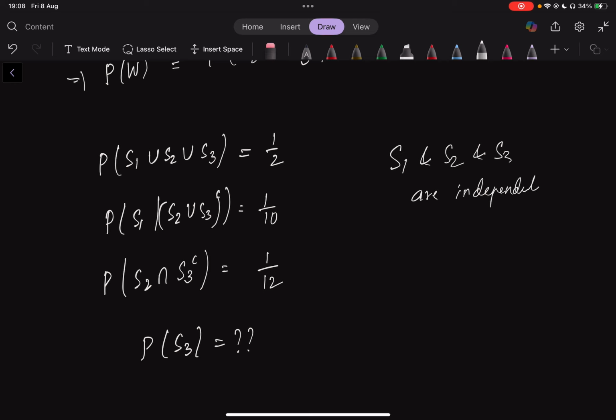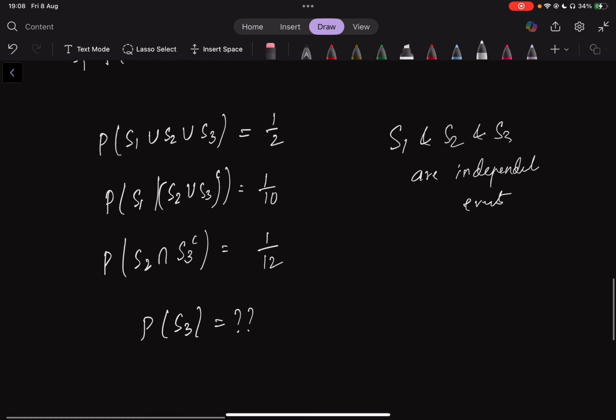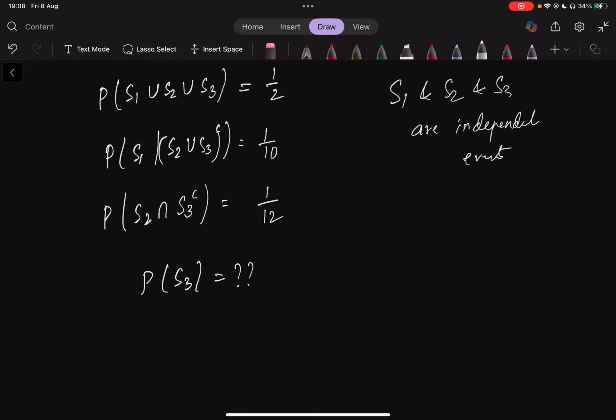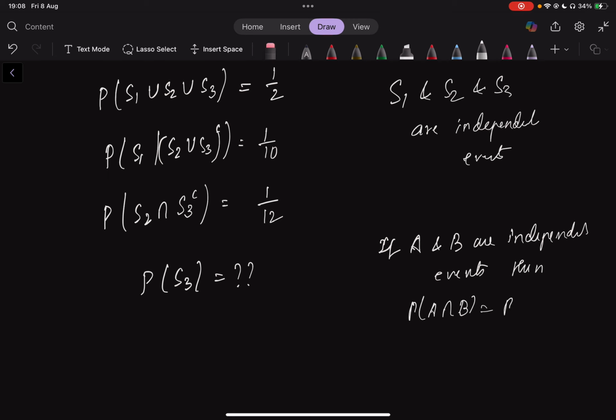Now, if we have independent events, suppose A and B are independent events, then the probability of A intersection B is the probability of A times the probability of B.